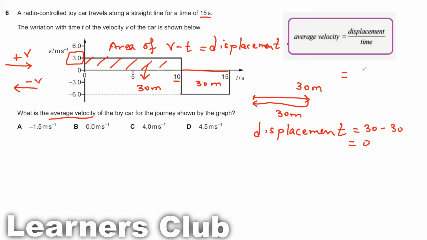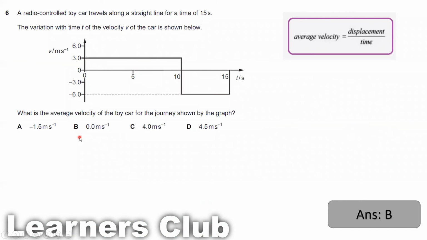So here displacement is 0 divided by the time, which is 15 seconds. So the average velocity here will be 0. You can see that the option is B.